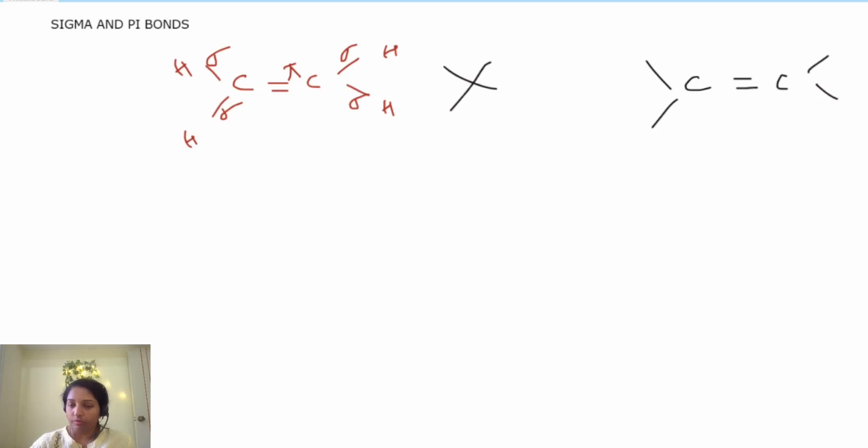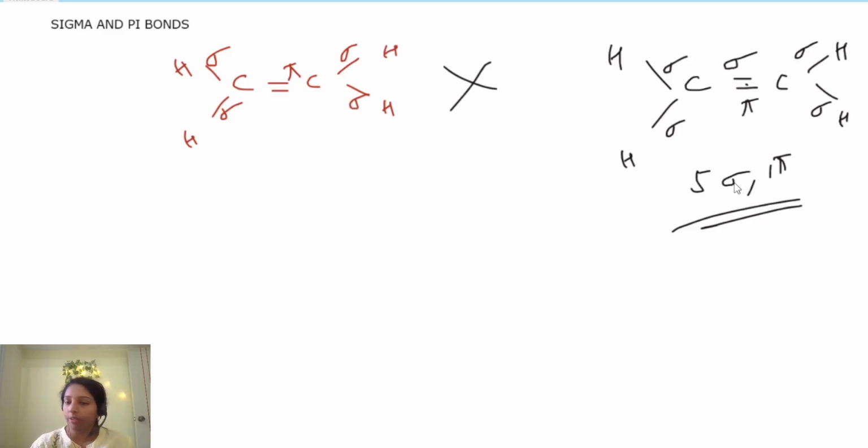Which means C double bond C is there, and here this one is there, one hydrogen, hydrogen, hydrogen. So what's the point? Every first bond is sigma. So in C double bond C, the first bond is sigma, and the additional bond, since there is a double bond, only that you consider a pi bond. So there are totally 1, 2, 3, 4, 5 sigma and 1 pi bond. That is it. That's all about chapter 2.